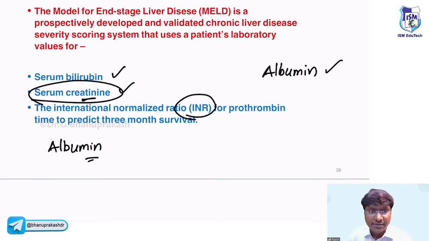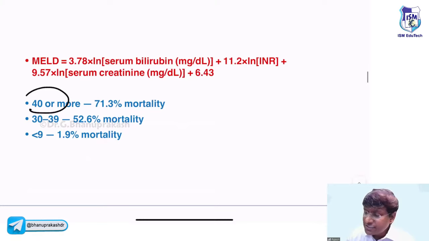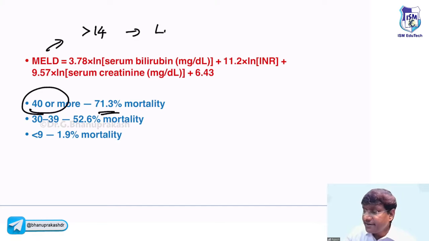And what is the importance of your MELD? More is your MELD score, more is the chances of your mortality. For example, if the MELD score is like 40, then the chances of mortality is almost 71%. And one more important point related to your MELD is that if the MELD score is more than 14, then they are the candidates for liver transplantation.